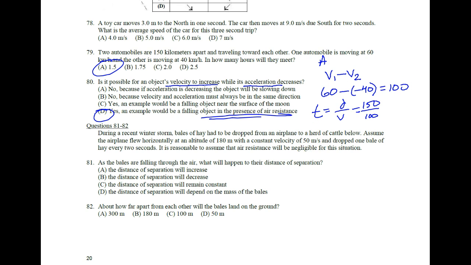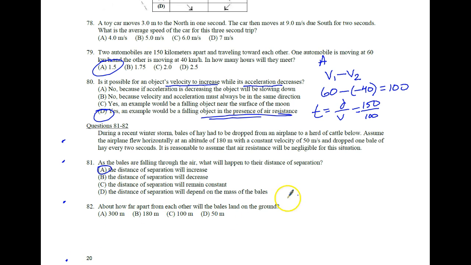For number 81 and 82, they're talking about this recent winter storm. As the bales are falling through the air, what happens to their distance of separation? We've said this one several times, it will increase, because as things fall, their speed at successive points is bigger and bigger and bigger.